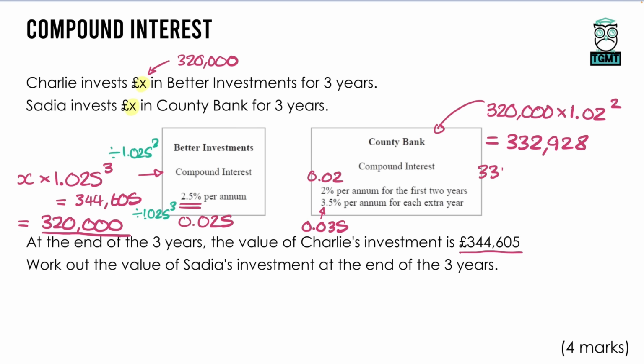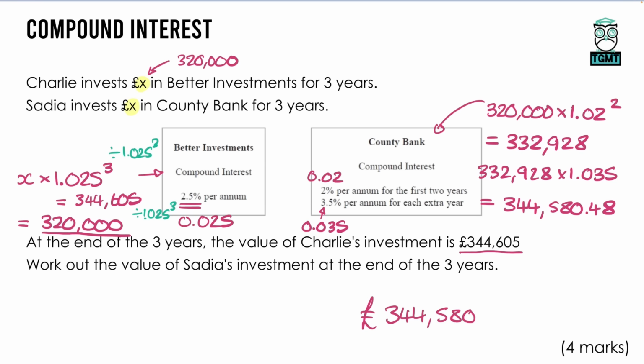So we're going to do 332,928 times 1.035 this time for the 3.5%. We don't need to put a power with that because this is the 3rd year. So I can just press times 1.035 and I get my final answer, which is £344,580 and 48 pence. And there we go, that's our final answer. At the end of 3 years, Sadia would have £344,580 and 48 pence. And there we go, that's our final answer.